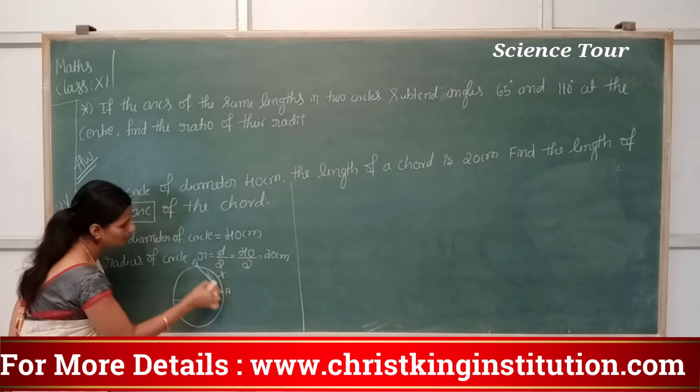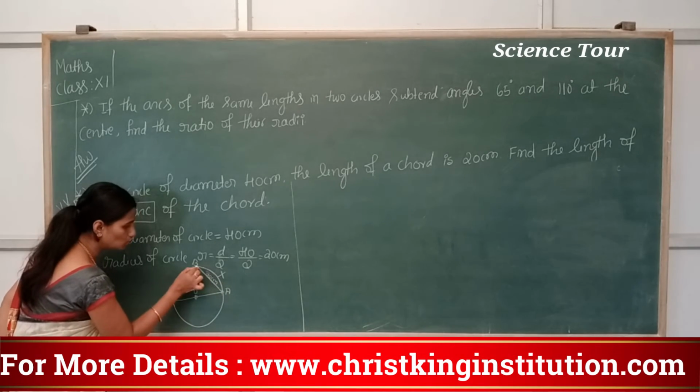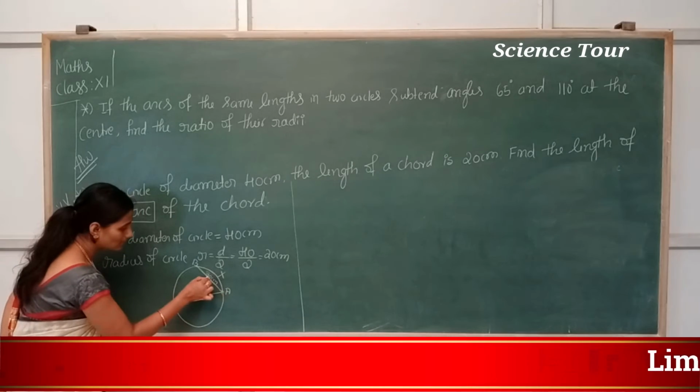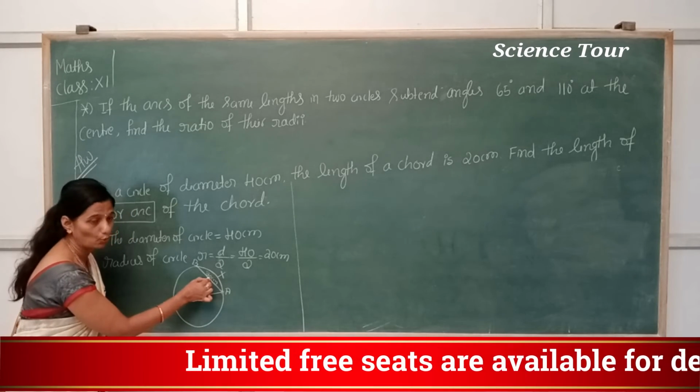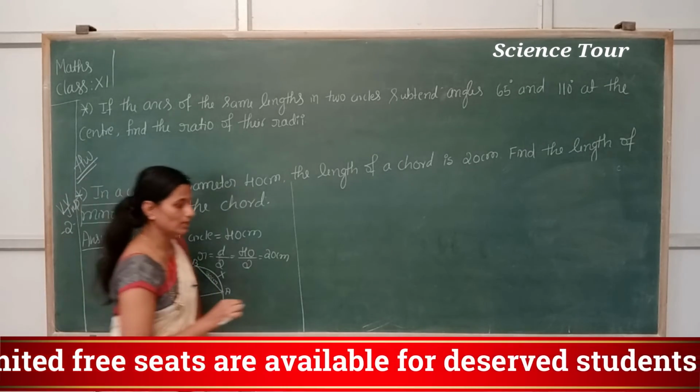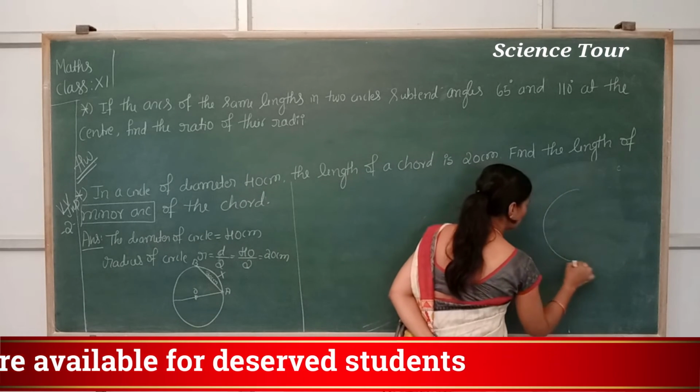The line segment which intersects two points on a circle and does not pass through the center. Is it passing through the center? No. So that is called a chord. In a circle, we can draw a chord in different forms.